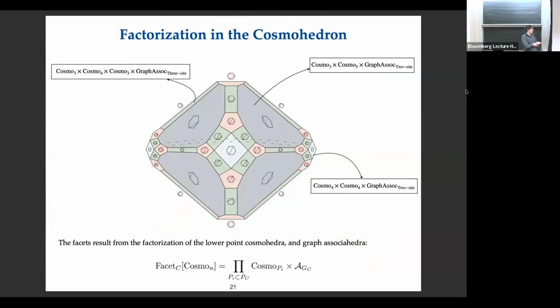It also has a nice factorization structure where each facet now factorizes into the Cosmohedron of the left of the chord times the Cosmohedron on the right times the graph associahedron that you get from putting 2 nodes into each sub-polygon. So like this guy would be the Cosmohedron of the 5 points, which is a decagon, times the Cosmohedron of the triangle, which is just a point. You get a decagon.